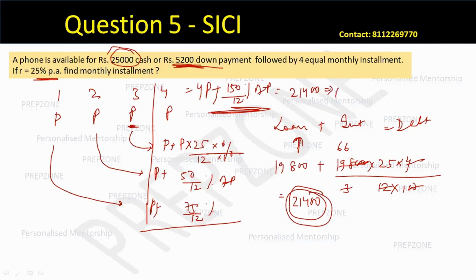And now if you solve, so what is this? 150 by 12%. If you have to convert this into a fraction, what is this? This is nothing but 1 by 8. You just convert percentage to 100. So this is 1 by 8. So 4P plus 1 by 8 is equal to 21,450, right? So 33P by 8 is 21,450. So P should be equal to, if you just solve this, you will get P equals rupees 5,200 is the answer.